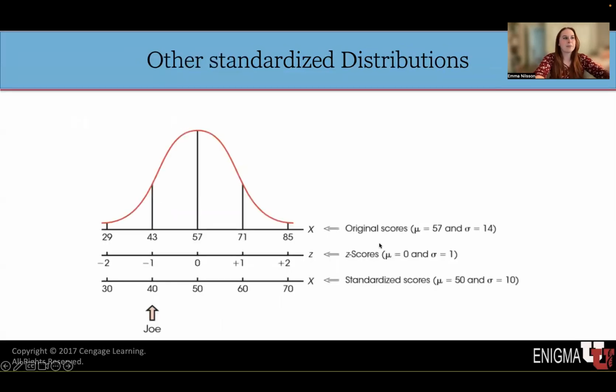This is just a diagram that shows how a z-score and a z-distribution acts as an intermediate standardizing step. You take your original scores here, transform them into z-scores, and then you transform them into, for example, your target distribution with a mean of 50 and a standard deviation of 10. And that can just help scores be easier to look at and compare.